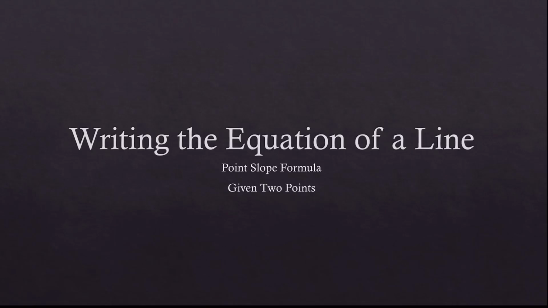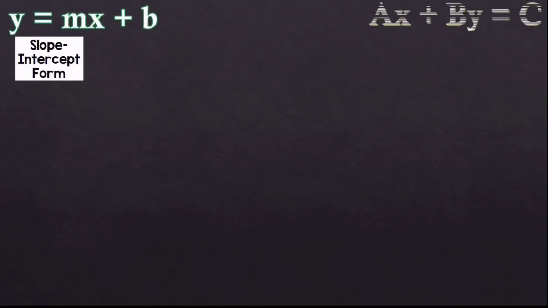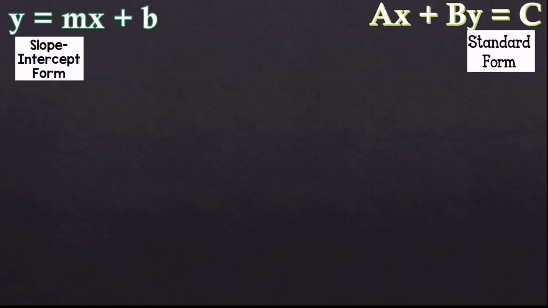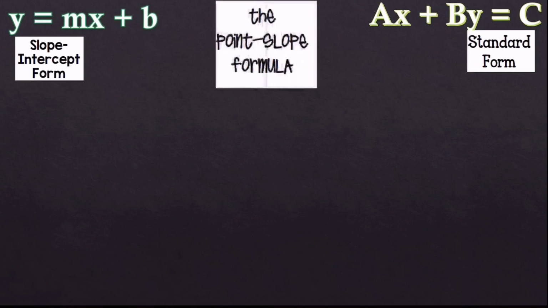Okay, so yesterday we learned how to write the equation of a line given 2 points, but we used our slope-intercept formula. Well, there is a third formula for a linear equation we haven't done yet. So let's go review. You've learned slope-intercept form. You've learned standard form. Well, the third form is something called point-slope formula. This allows you to do everything we did yesterday in a different manner.